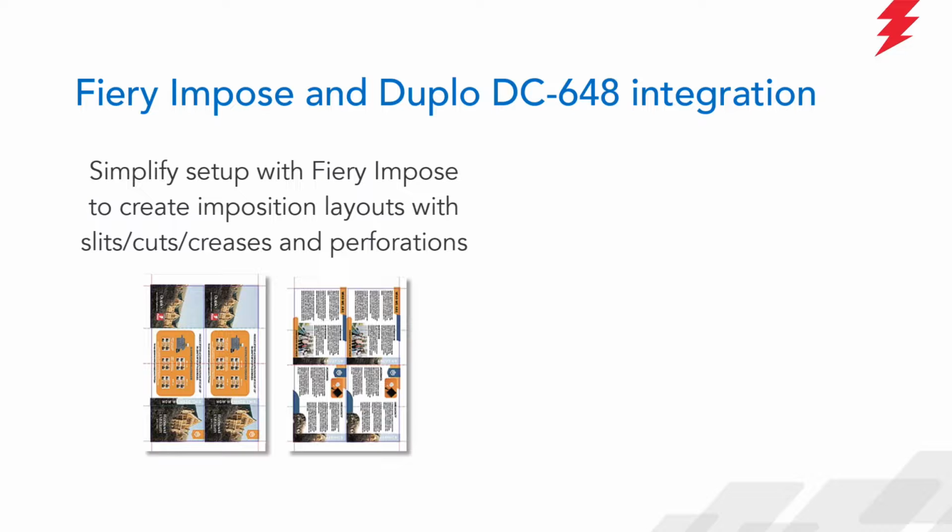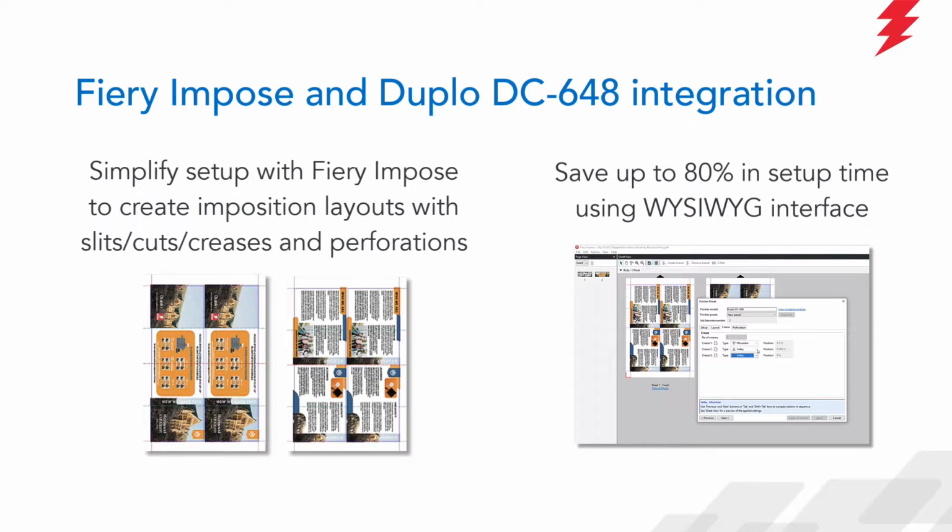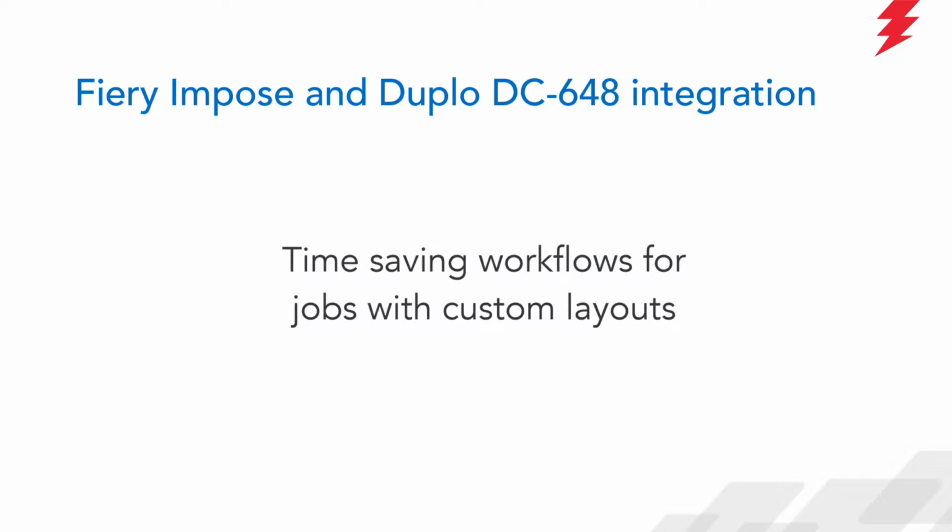Our advanced Fire Impulse integration simplifies pre-press to post-press setup for high-value jobs that need customized finishing with the DC-648. Operators can save up to 80% in setup time by automating job preparation, eliminating manual data entry, and reducing errors with a visual WYSIWYG interface. The Fire Impulse integration offers time-saving workflows for jobs with custom layouts.